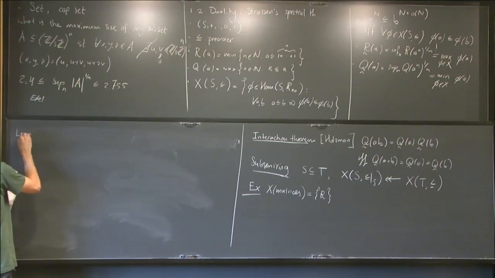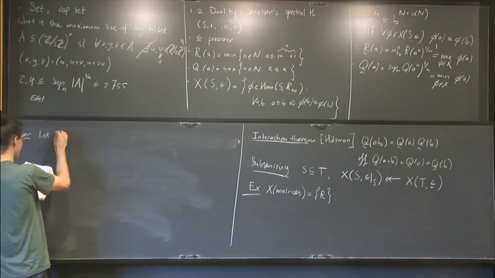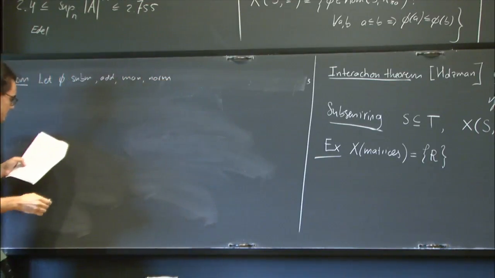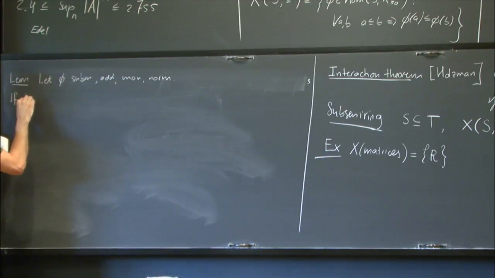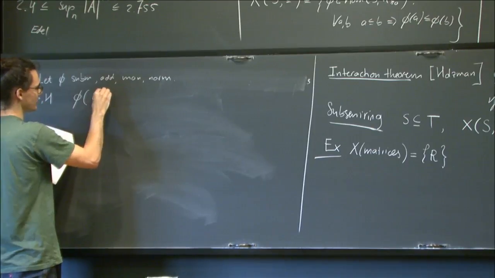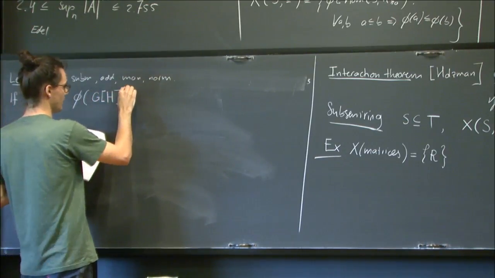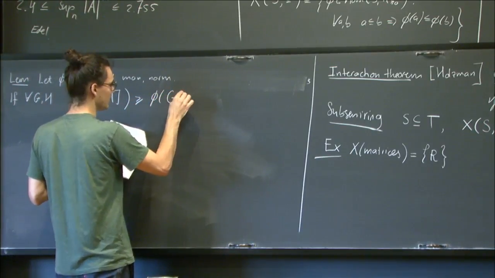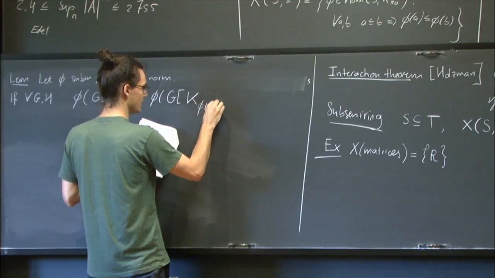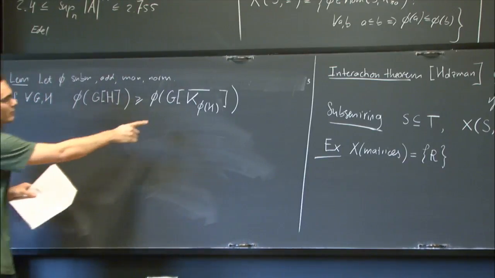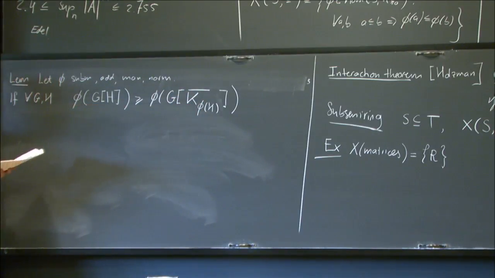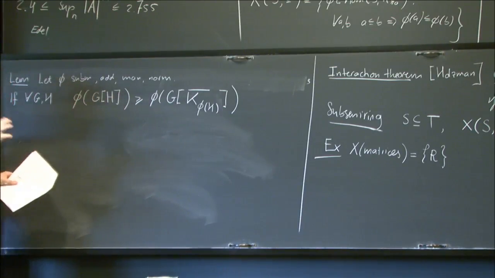So here's the lemma that tells you when it works. Let phi again be submultiplicative, additive, monotone and normalized. Now, if for all G and H it holds that phi evaluated at the lexicographic product of G and H is at least phi evaluated at the lexicographic product of G and K_{phi(H)} bar. So this you already know what this means, because I told you. You blow it up with size phi of H here. This is like the more general definition of the lexicographic product. So now you actually put some edges in the blow-up.